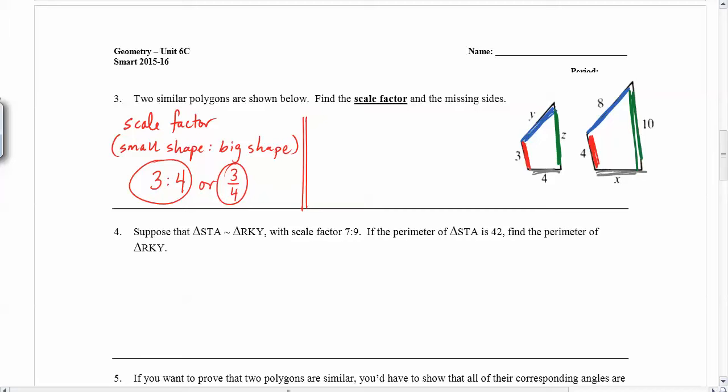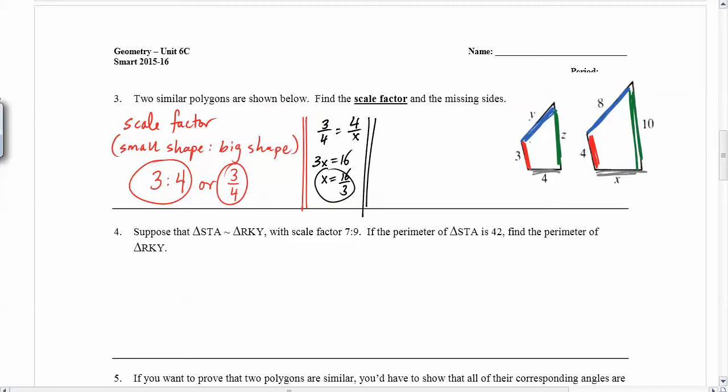So let's set up some ratios. So if I do the little red over the big red, that's 3 over 4, equals, let's do the x's. So that's the little gray over the big gray, 4 over x. So then if I cross multiply, 3x equals 16. So x equals 16 over 3.